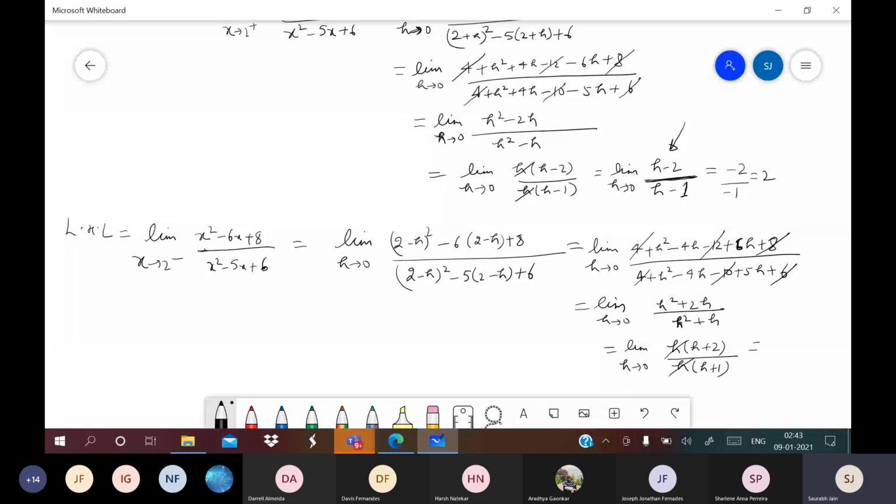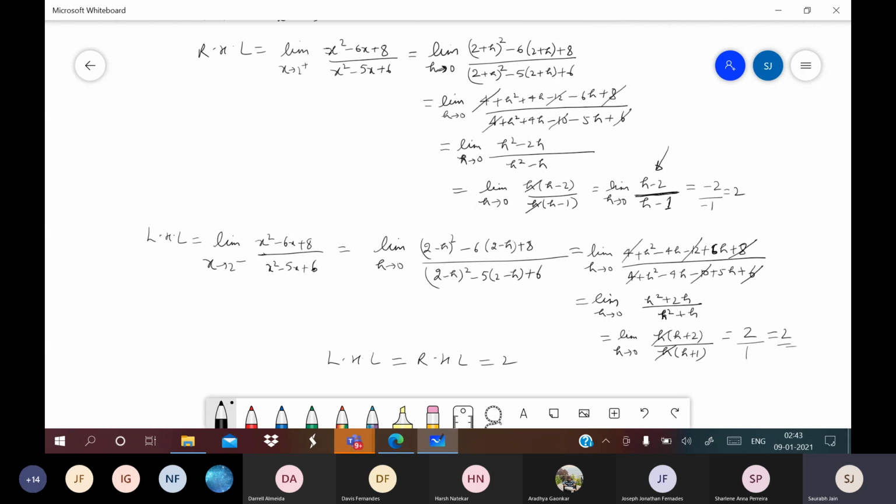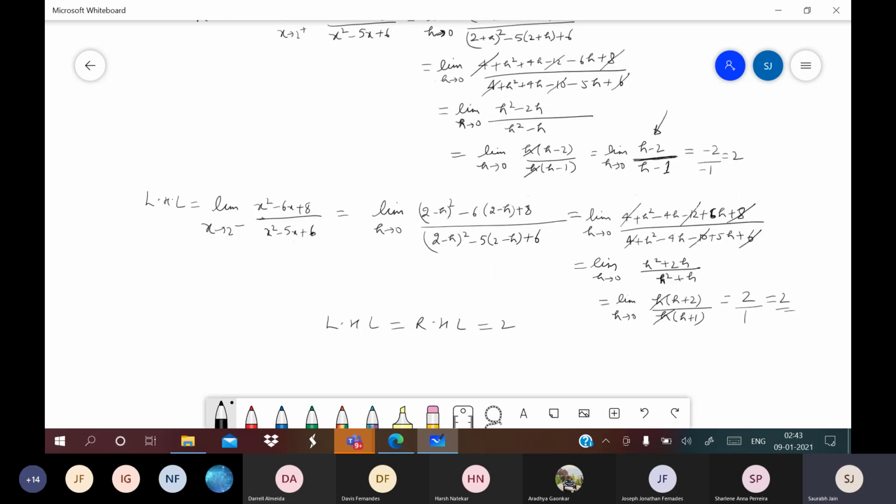After cancelling, it is in the simplest form now. So now you can put h as 0, because when it is tending to 0, the numerator is tending to 2, the denominator is tending to 1 and the whole value is tending to 2. So now you can see that in this case the limit is going to exist, right? Because both of them are equal to 2. Okay. So what is the final answer? You can write limit x tends to 2 of x square minus 6x plus 8 upon x square minus 5x plus 6 equals 2. This is the final answer. If anyone has any doubt, they can ask.